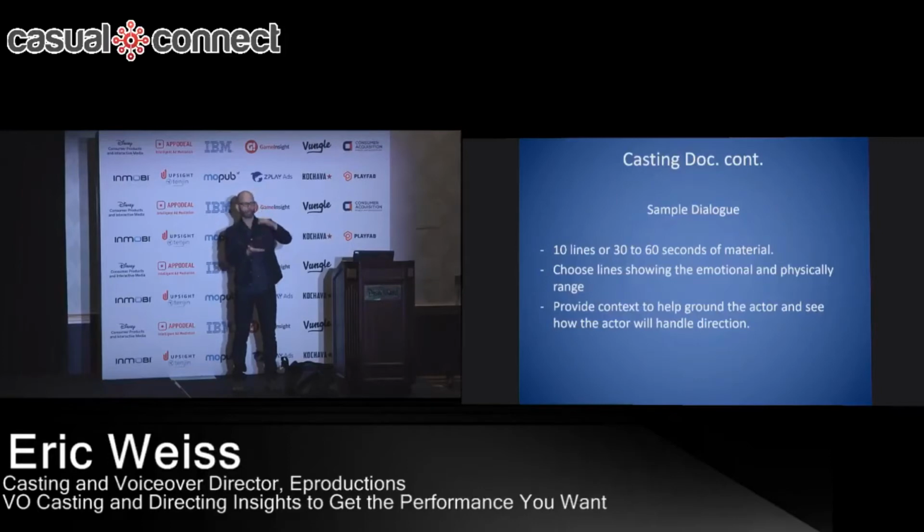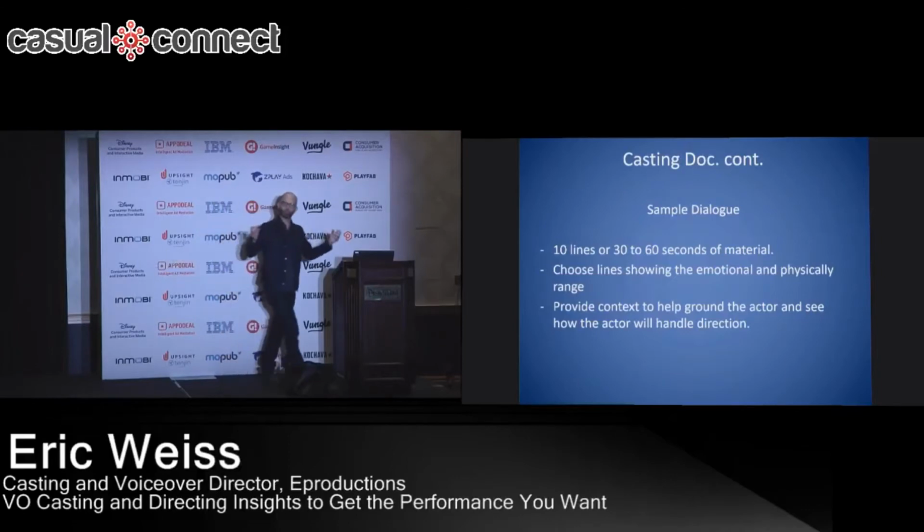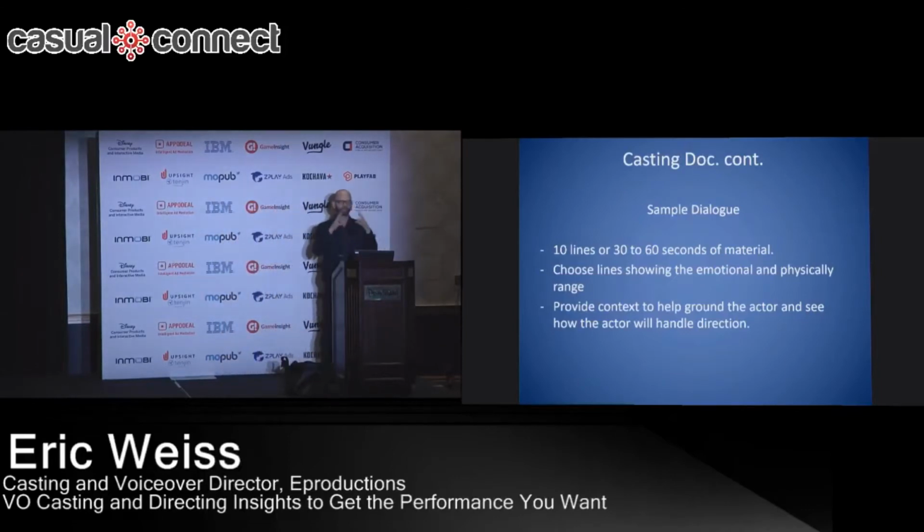And so in the cast doc, let's say those 10 lines, you're going to want to cover not only the dynamic range of yelling to quiet, but also emotional range, from, let's say, angry to sad, for example. Anything that you can do to help get a sense of, is this actor going to cover the range that I need him to? That's going to be really important.